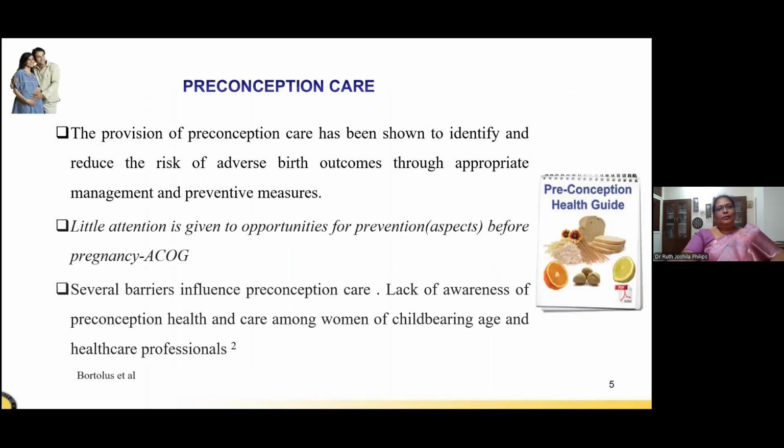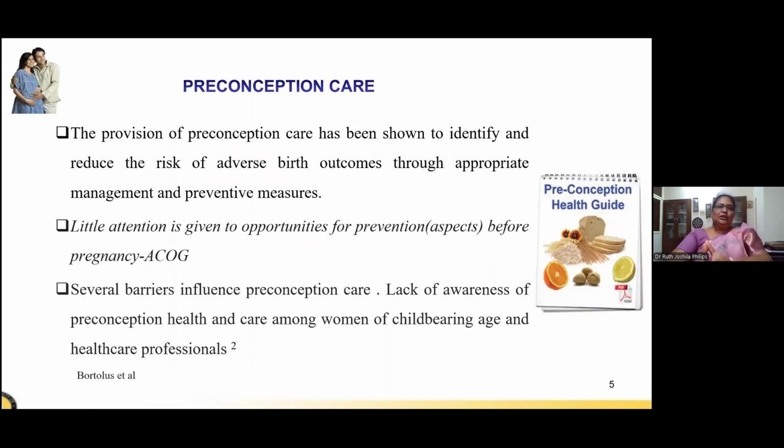Now, let's talk about preconception care. All of you know what preconception care is. It is provision of care that is given not just for the woman, but also for the husband or the partner. Basically, preconception care has been shown to reduce the risks of adverse birth outcomes, and a lot of preventive measures are used, and diagnoses are made for any abnormalities that can happen. So that is basically preconception care.